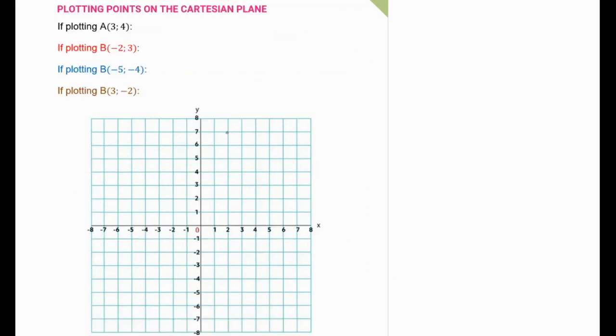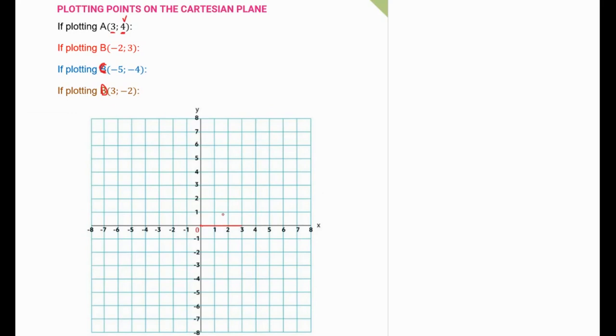Right, how do we plot points on the Cartesian plane? I have these 4 points: A, B, C, and D. Let's start with point A. How do we plot point A? The x coordinate is 3 and the y coordinate is 4. So you start from the origin. If x is positive, we move to the right. If it is negative, we move to the left. So x is positive 3, so we count 1, 2, 3. So here, that is the x.